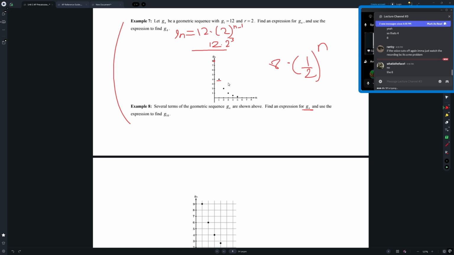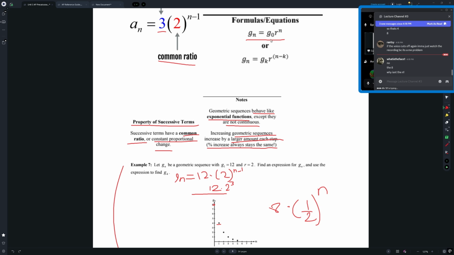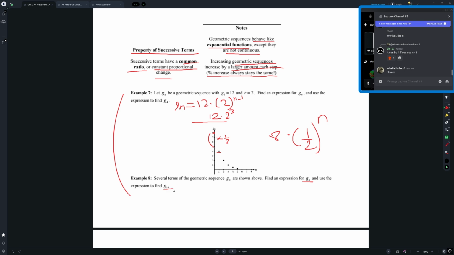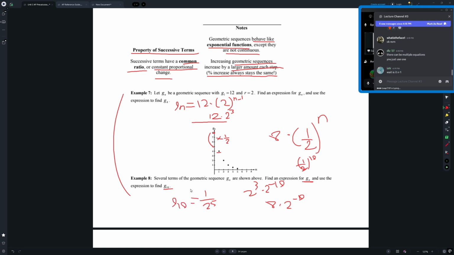Alright, so as we talked about up here, the formula is g of 0 times r to the power of n. So that means the first term at 0 is 8, because there's a point here. At the second, it goes to a 4, which means we're multiplying by 1/2. And then you have to also find g of 10, which is just 1/2 to the power of 10, or 2 to the power of -10 times 8. 2 to the third times 2 to the -10, which would be 1 over 2 to the 7th, for g of 10. And simplify that.